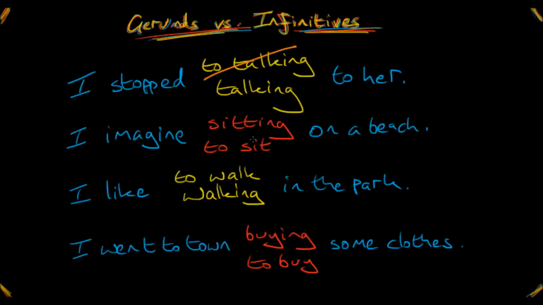I imagine sitting on a beach. I imagine to sitting on a beach. Well, the correct one here is sitting. I imagine to sit on a beach is not a possibility in this case. I like to walk. I like walking in the park. Well, they're both correct. I went to town to buy some clothes. Which one's right? Many Spanish and Portuguese speakers might want to say I went to town buying some clothes, but that's wrong. I went to town to buy some clothes.